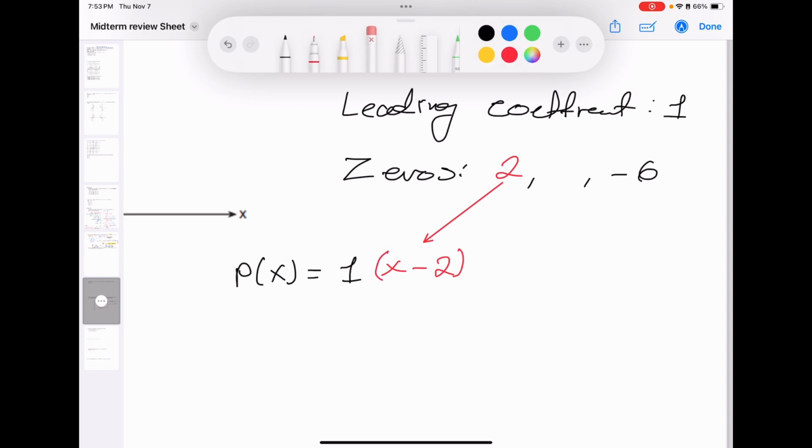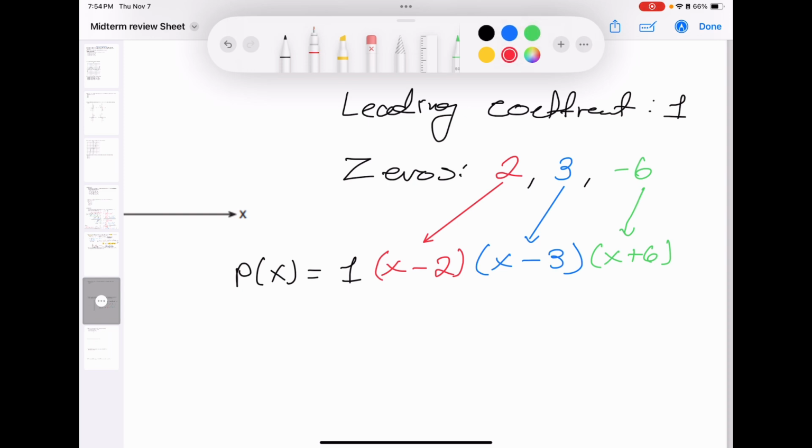The other zero is going to be positive 3. So we're going to put that in blue. It's going to be times the factor of x minus 3. And now I'm going to put this one in green. And the last zero is going to be negative 6. So that factor is going to be x plus 6. Once again, remember, the factor has the opposite sign from the zero.